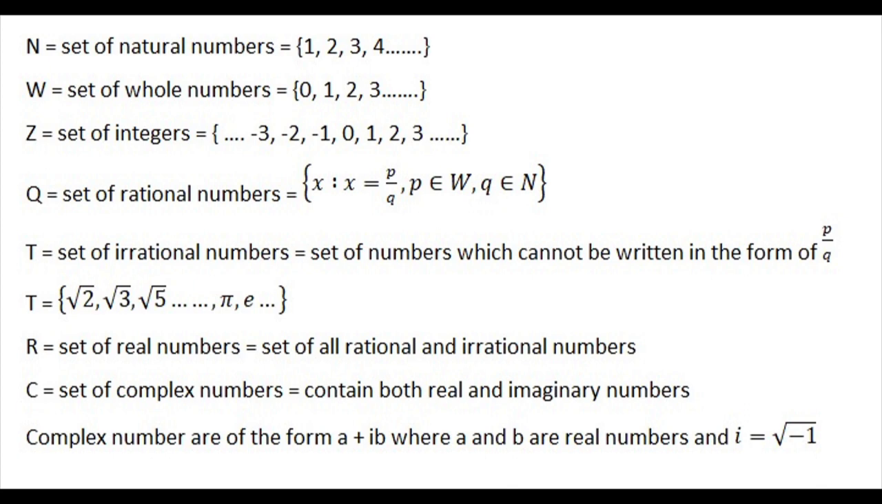R is the set of combination of both rational and irrational numbers. And there is one more thing, but we are not going to use it now, but we'll study it in complex numbers. A complex number is one set which contains real numbers and imaginary numbers also. What are imaginary numbers? Imaginary and complex numbers contain i, which is root of -1. We will study this later.